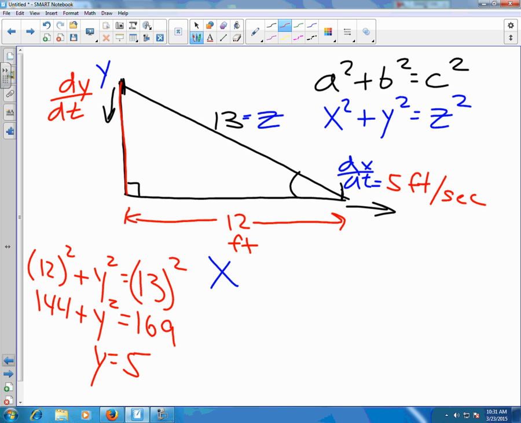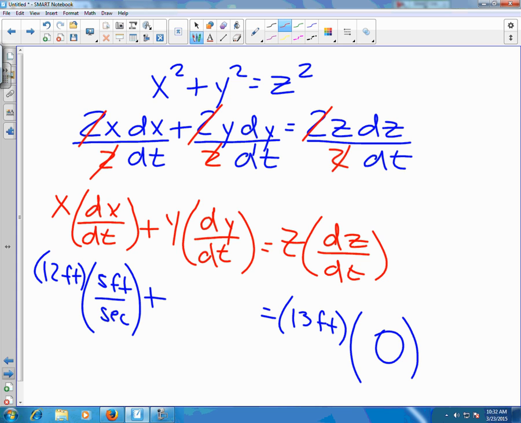So we know that y is 5. This distance is just 5 feet from the ground. But it's falling, it's going down. And so let's go. We know y is now 5 feet.